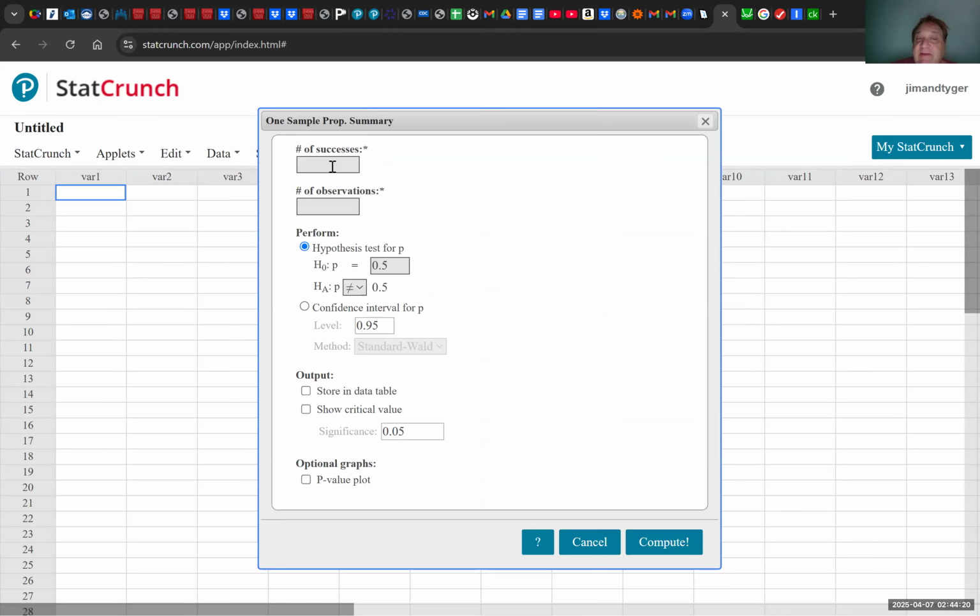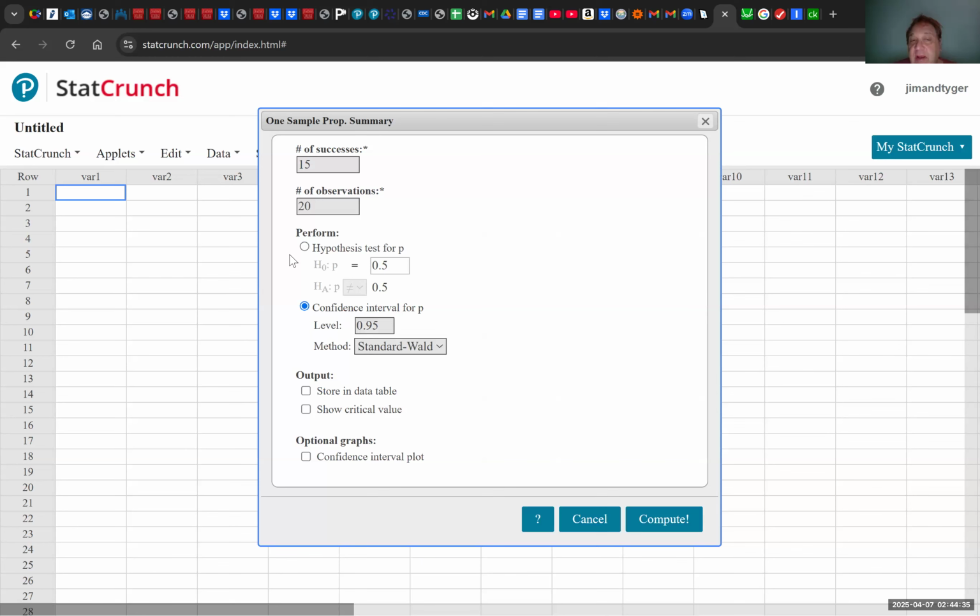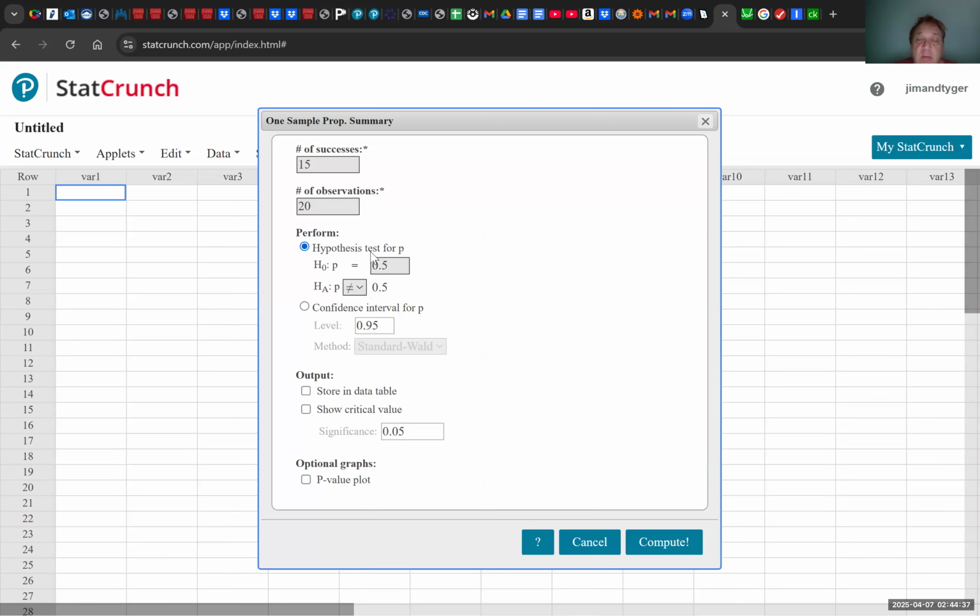So how many successes, how many tails did we get? Well, that was 15. How many observations? In this case, how many times did we flip the coin? The answer was 20. We're going to do a hypothesis test. If you remember from last chapter, we clicked on confidence interval. But in this particular homework assignment, we're going to be doing hypothesis test.